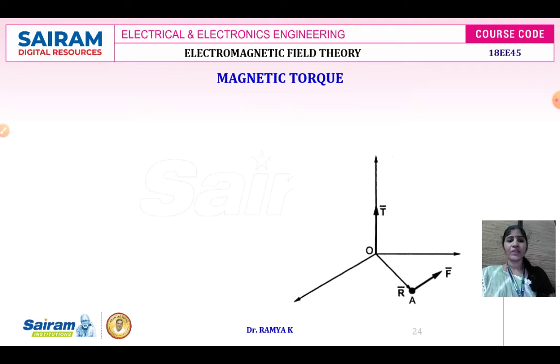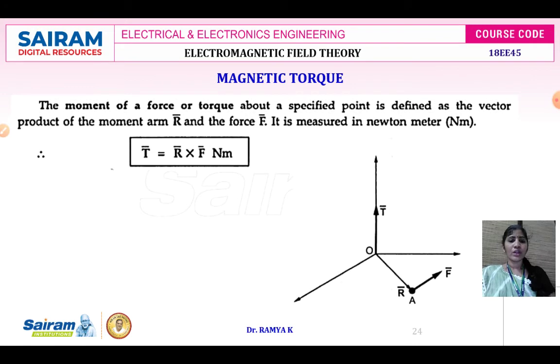Magnetic torque. You can see the figure over here. Here we have a point A where the direction of the force exerted is shown in this direction as F. The distance between the origin and the point A is the r vector. It is the direction of the torque. We know that torque is equal to force into distance, so the torque at point A is r vector cross F vector.